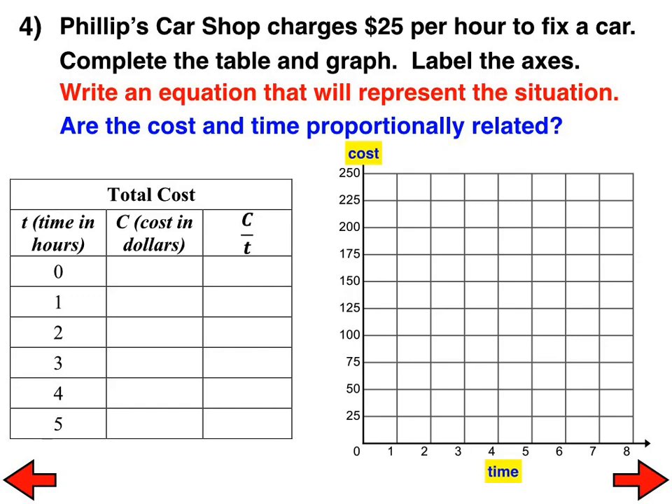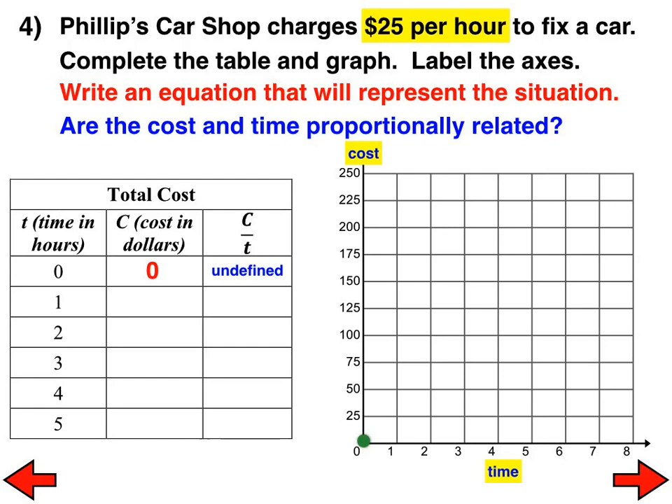So time is the t-axis and cost is the c-axis. $25 per hour at 0 hours, the cost is 0. Now, if we find the ratio there of c over t, that's undefined, so that doesn't help us. When we divide by 0, that is undefined. But we can go ahead and plot that ordered pair, 0, 0.